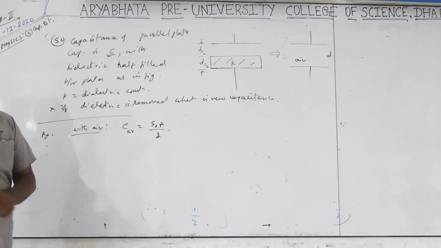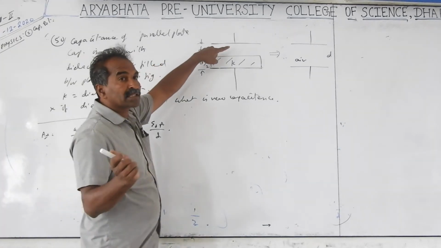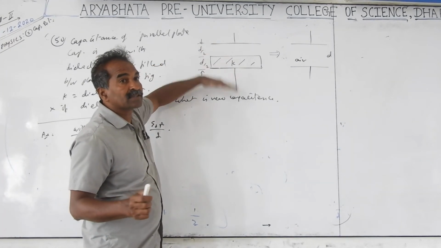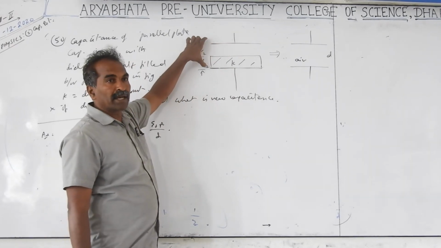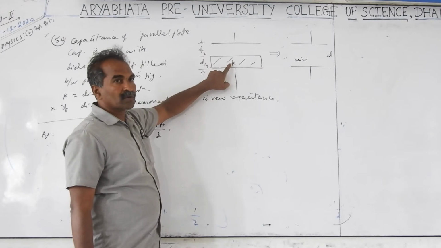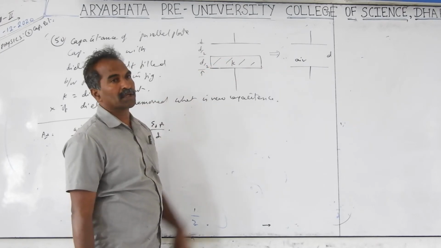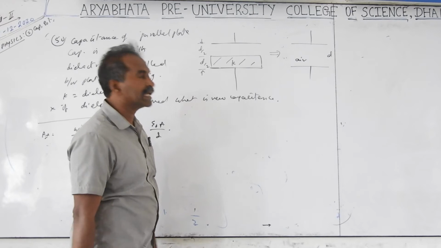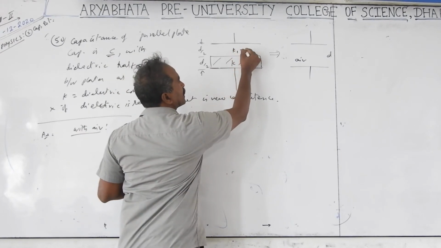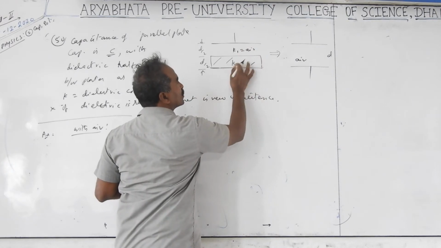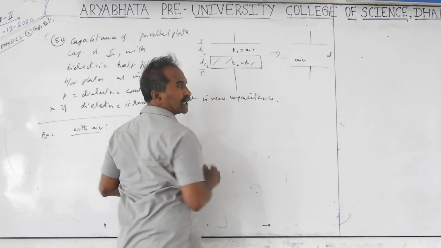Half filled dielectric, how it is filled: the two cases, series and parallel. This is a series combination. So for series, D by K series equals D1 by K1 plus D2 by K2. Or else, if you don't remember the direct formula for the series and parallel analysis, we take this as K1, here in this case it is air, and this is K2 equal to K, the dielectric constant.